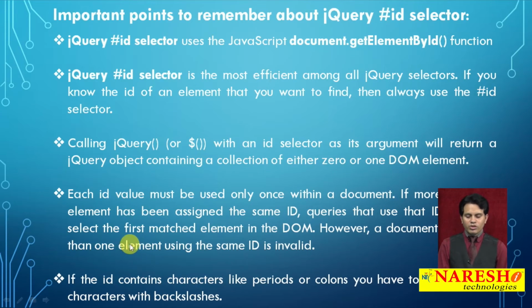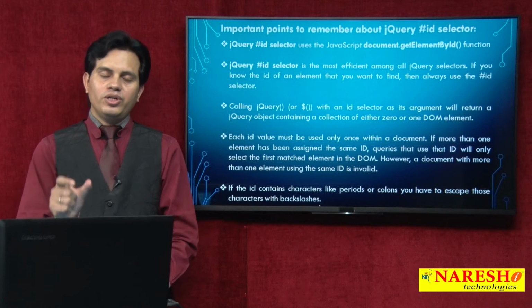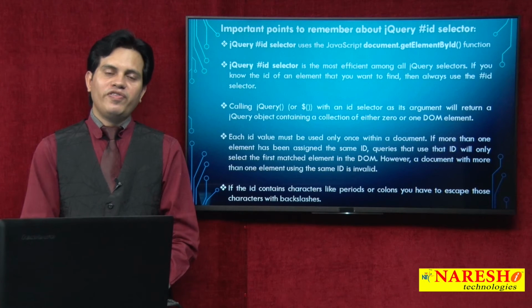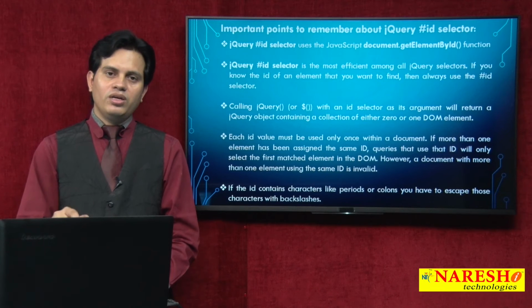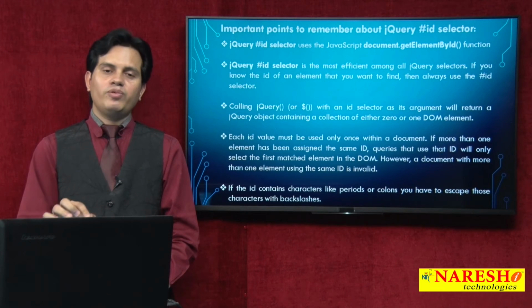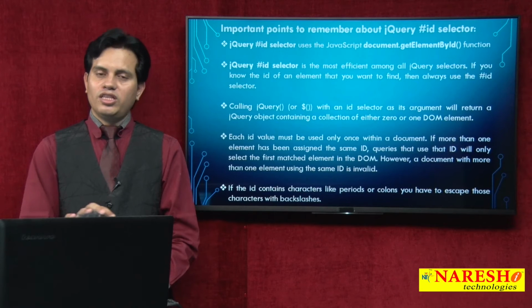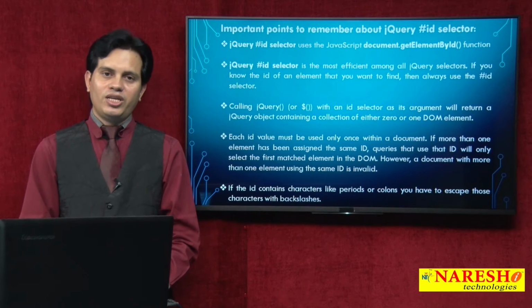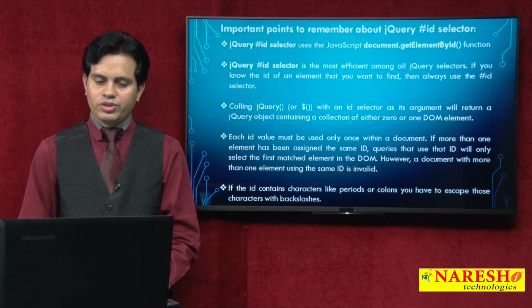So a document with more than one element using the same ID is always invalid. If the ID contains characters like periods, nothing but dot, or colons, you have to escape those characters with backslashes. So in your HTML DOM element, if any ID attribute defines a value with a dot or a colon, you have to escape those special characters with backslashes. How? We'll see practically how to use that.